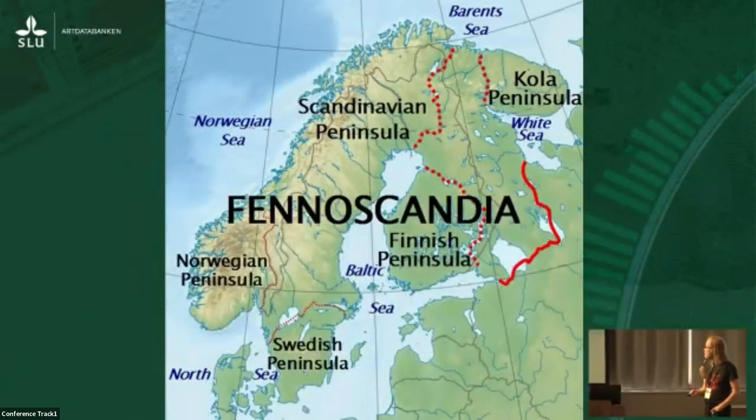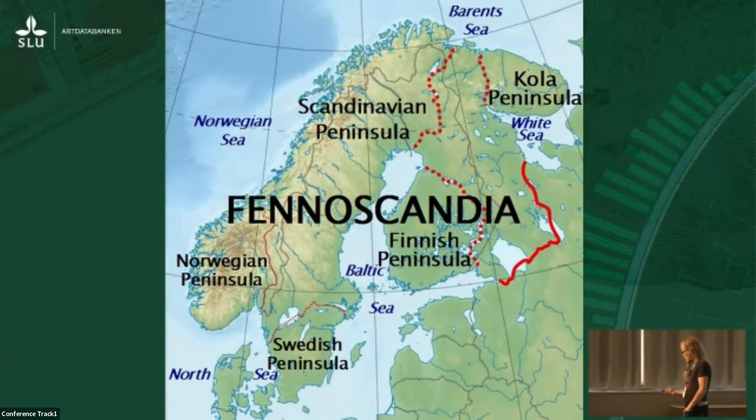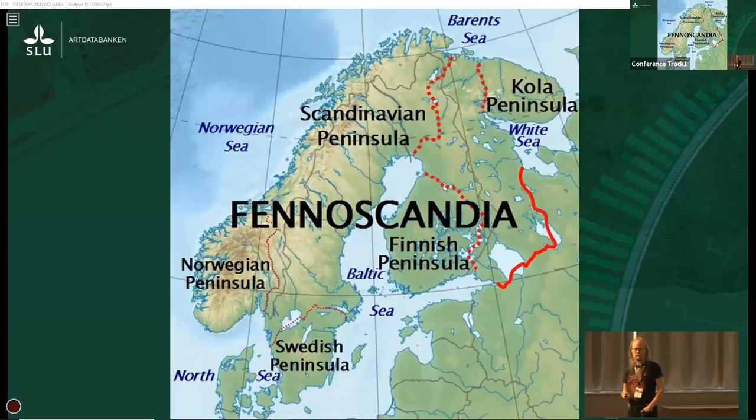Okay, so this is the Finno-Scandinavian plate with mainly Norway, Sweden, Finland, and part of Russia. That's the red border there. But in this case, it's only Norway, Sweden, and Finland collaborating. And we have our own taxonomy initiatives, and we have an agreement that we should collaborate.